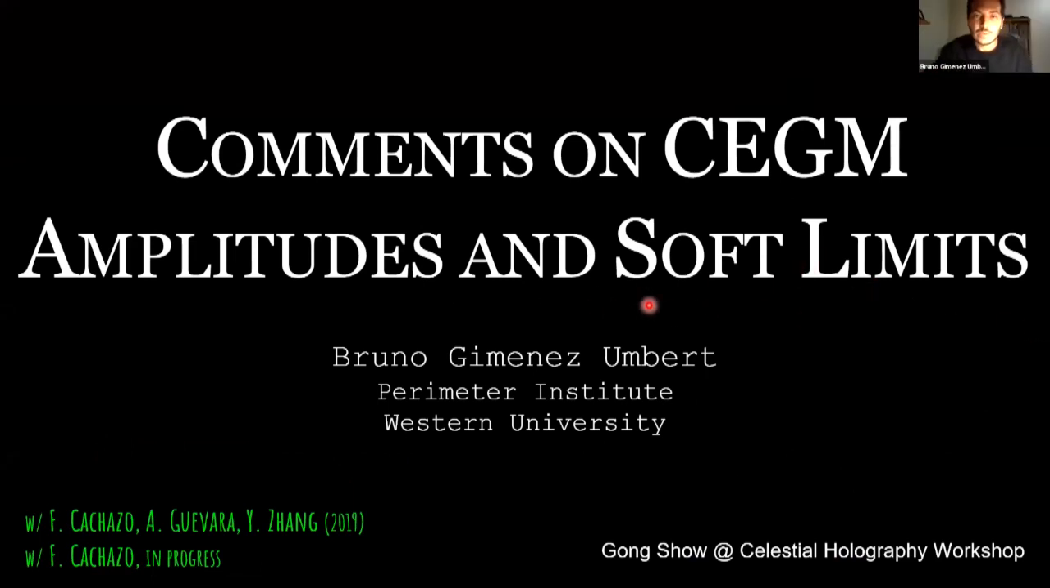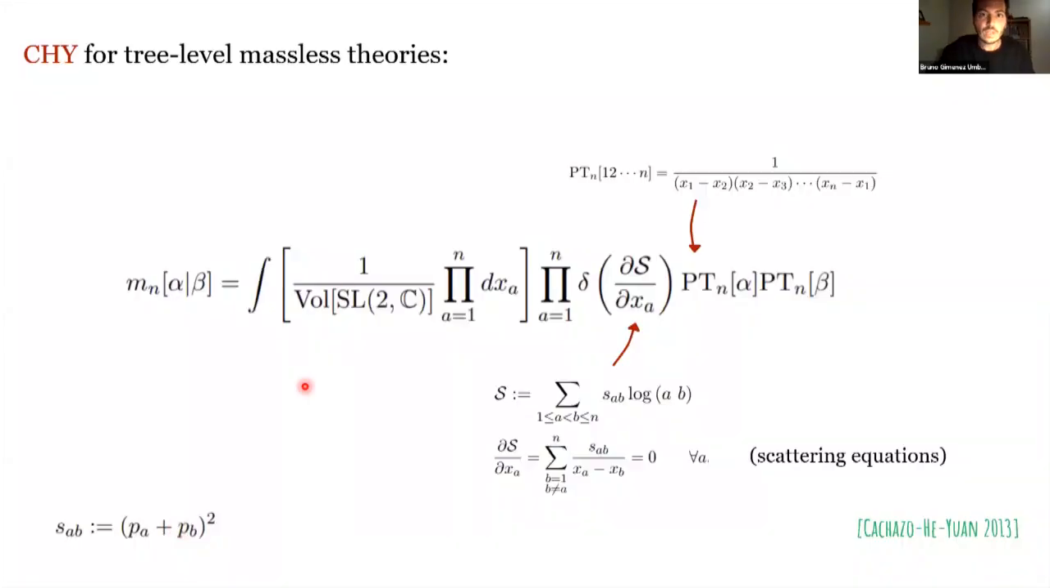First of all, thank you for allowing me to speak here. This talk is mainly based on work with Freddy, Alfredo, and Young, and also on some work in progress with Freddy. But first, a bit of introduction. The CHY formula computes tree-level massless scattering amplitudes, and it is a formula over the configuration space of n points on CP1, on the support of the scattering equations.